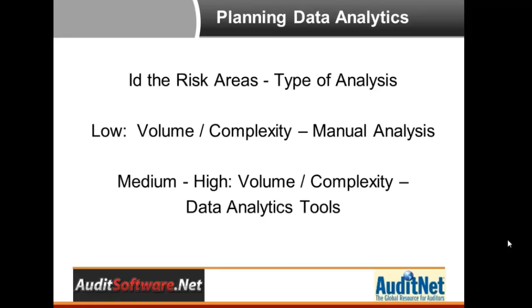Once you've identified the risk areas, there are various types of analysis you can do, and you have to determine what kind of data you're looking at. You can have low volume or low complexity in your volume, and you can do a manual analysis. So you could just obtain the data in a spreadsheet and review it that way.